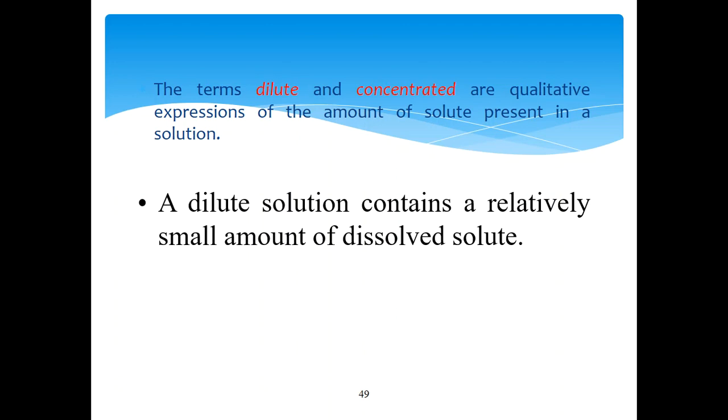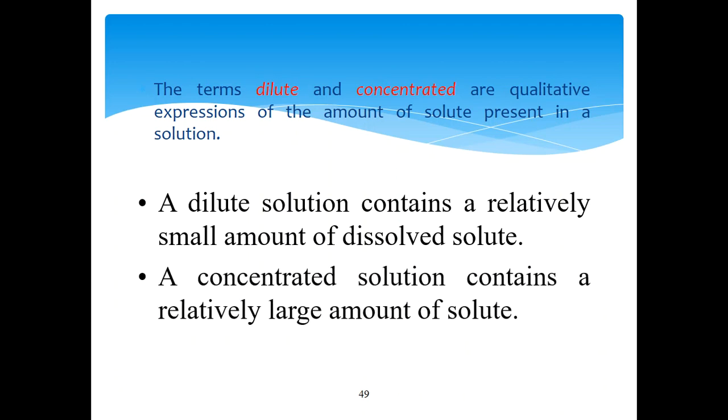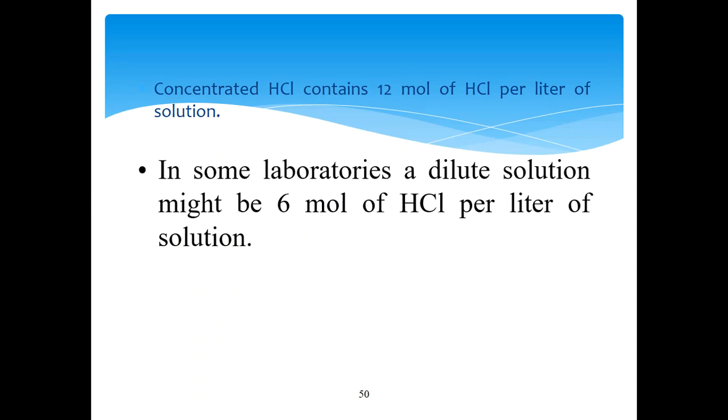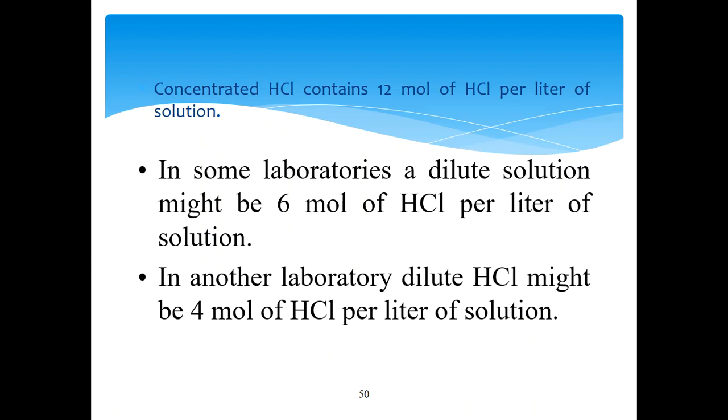Basically, a dilute solution will contain a relatively small amount of dissolved solute per given amount of solvent. And of course, a more concentrated solution would have a relatively large amount of solute per given amount of solvent or solution. So for example, one could say that hydrochloric acid is concentrated if you have 12 moles of hydrochloric acid present per liter of solution. And in some labs, you might have a solution which is more dilute, where you have 6 moles of hydrochloric acid per liter of solution. And again, you can have even a lower concentration of hydrochloric acid, for example, 4 moles per liter of solution. So as you can see, whether or not a solution is dilute or concentrated is relative, all right?